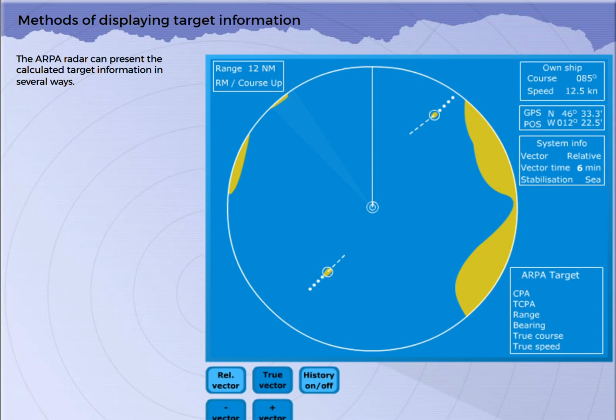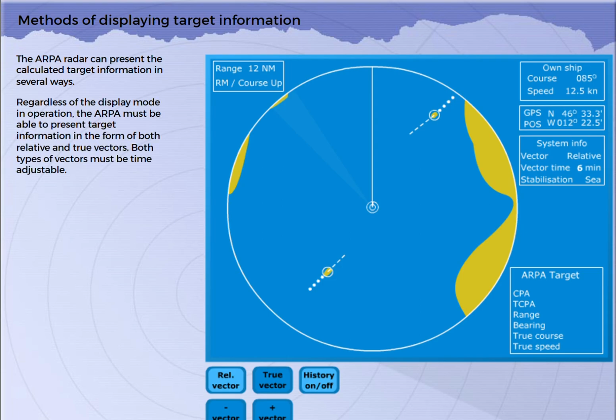The ARPA radar can present the calculated target information in several ways. Regardless of the display mode in operation, the ARPA must be able to present target information in the form of both relative and true vectors.